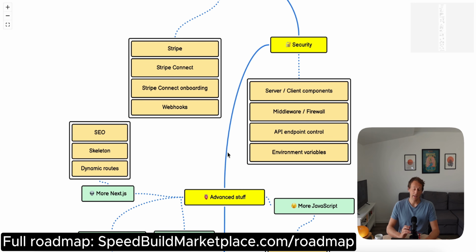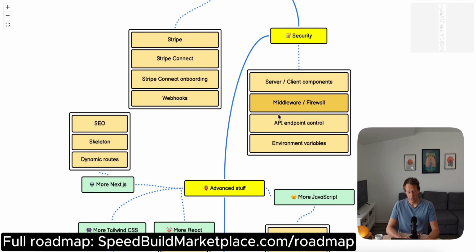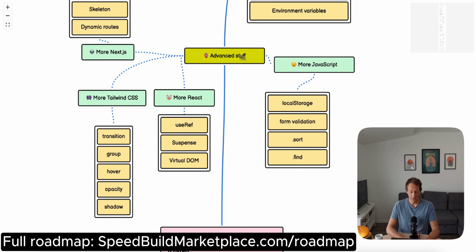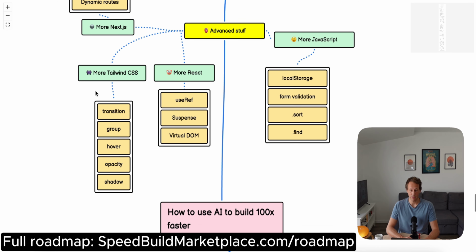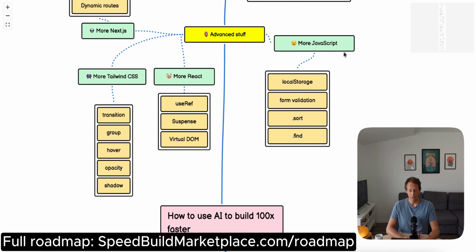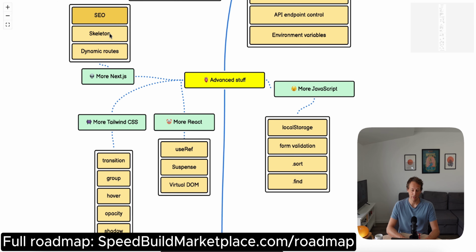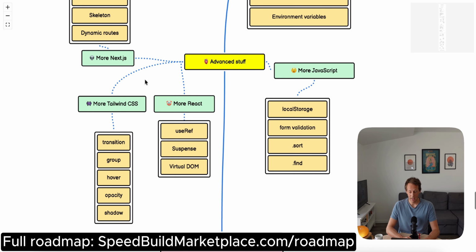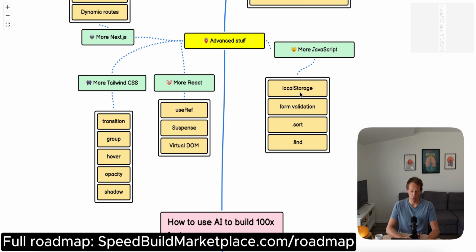Security is also an important area, and here you can again, of course, ask AI to create your middleware and create secure endpoints and so on. Then there's the advanced area that is also a part of the course. This is if you want to dig deeper into certain areas, like for instance how to set up good SEO on your marketplace, and also what is local storage.